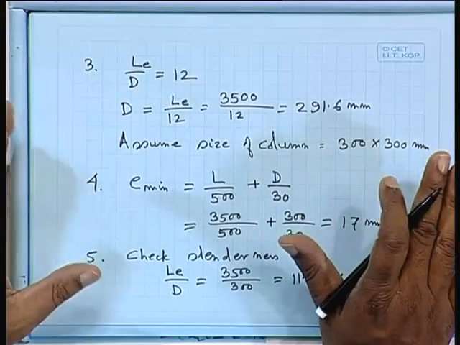So far we have assumed 300 by 300, but we do not know whether 300 is sufficient from the strength point of view. This is the preliminary design, where we got this dimension on the basis that we would like to make it a short column. But we do not know whether this section is sufficient for the design load of 2250 kilonewton applied here. So, let us continue.